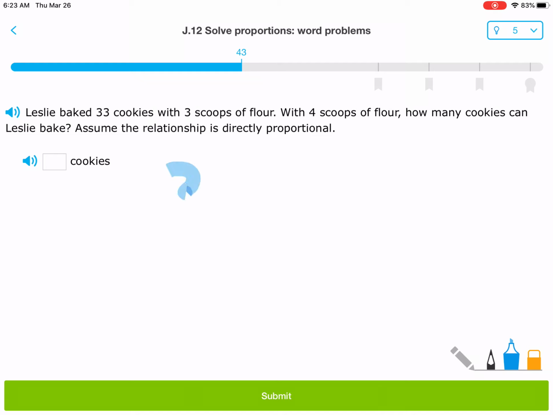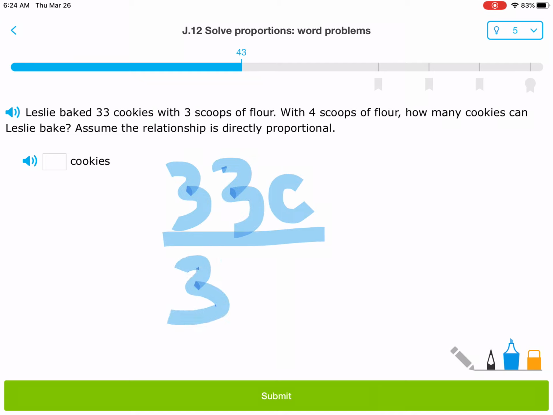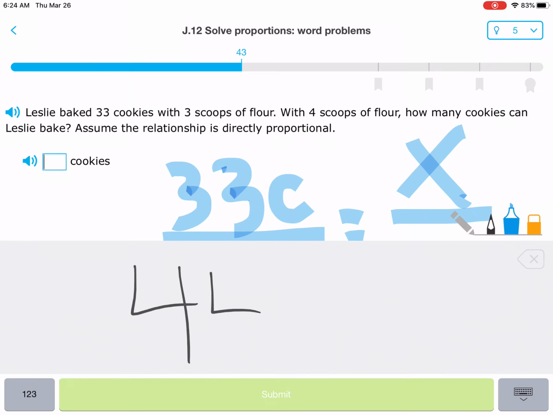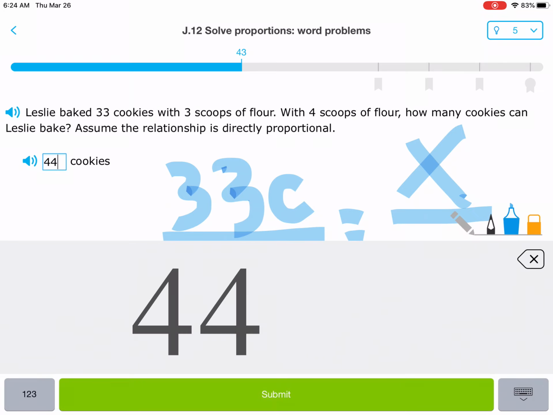Leslie bakes 33 cookies with 3 scoops of flour. With 4 scoops of flour, how many cookies can she make? So your proportion should look like that. 33 times 4 divided by 3. She should be able to make 44 cookies.